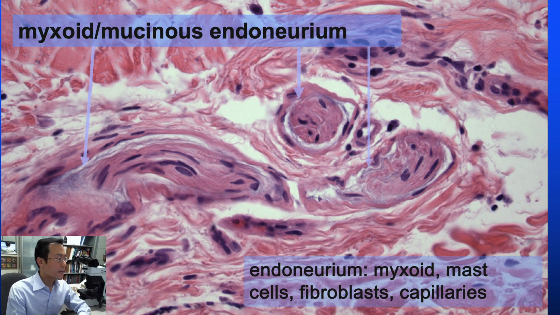At higher magnification and sectioned a bit more longitudinally, we can see the central portion composed of neurons and Schwann cells. We can see that myxoid or mucinous stroma of the endoneurium and then surrounding perineurium. And the endoneurium does contain many structures. There's capillaries, mast cells, fibroblasts, but I don't usually see those. I just rely on that myxoid appearance to identify a mature, fully differentiated nerve fiber.